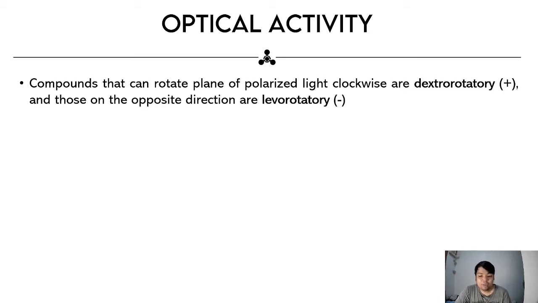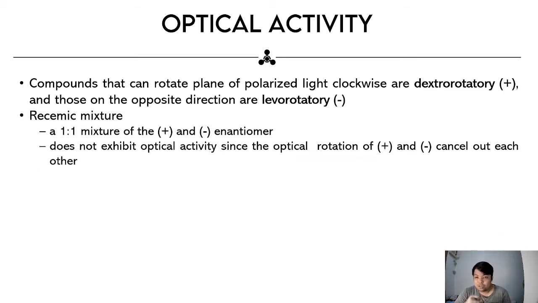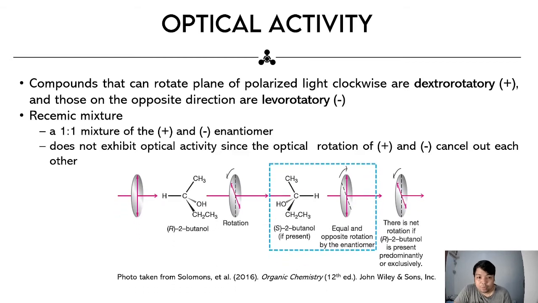Now, there is also what we call a racemic mixture. A racemic mixture is a 1:1, or rather an equimolar, mixture of the dextro and the levo enantiomer. A racemic mixture will not exhibit optical activity since the optical rotations of the dextro and the levo isomer will cancel each other out, as you see in our illustration here.